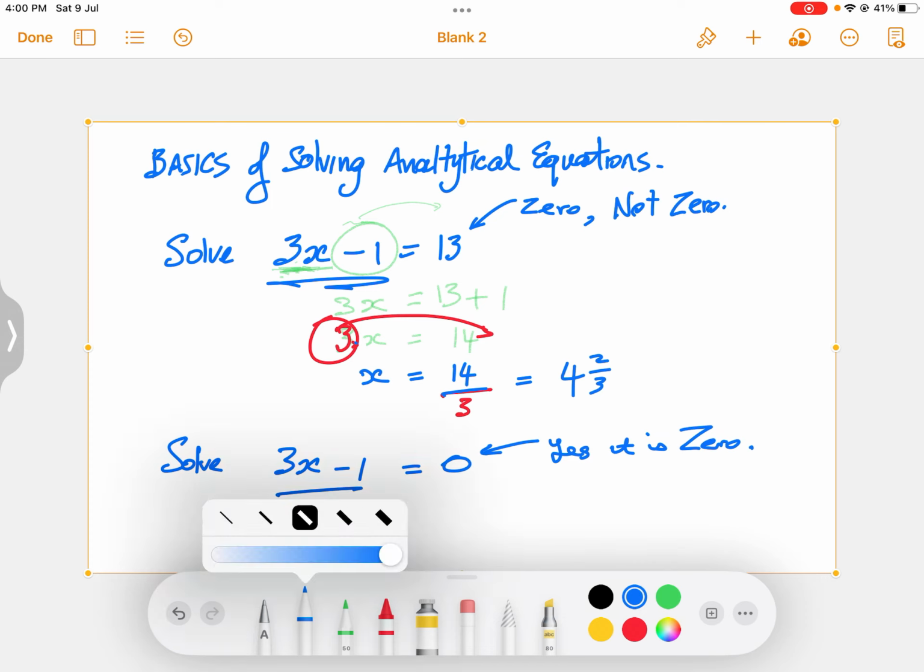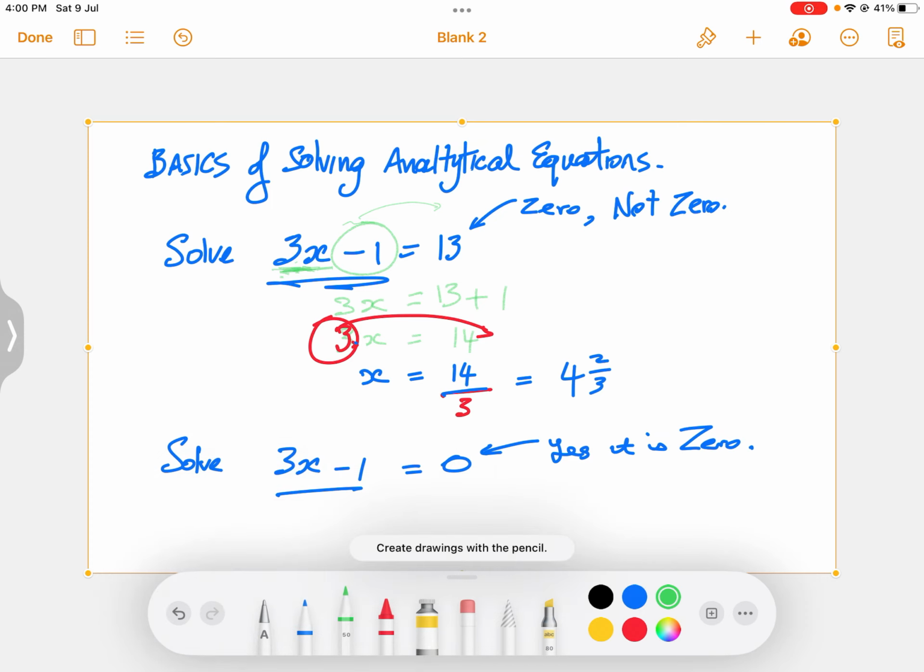Now, we still have to treat that very similar. We're going to take that -1 across the other side, and it's going to become +1. So let's leave the 3x. The -1 is on the other side now, and it's a +1. Now, 0 plus 1 is 1, so now we've got 3x equals 1.